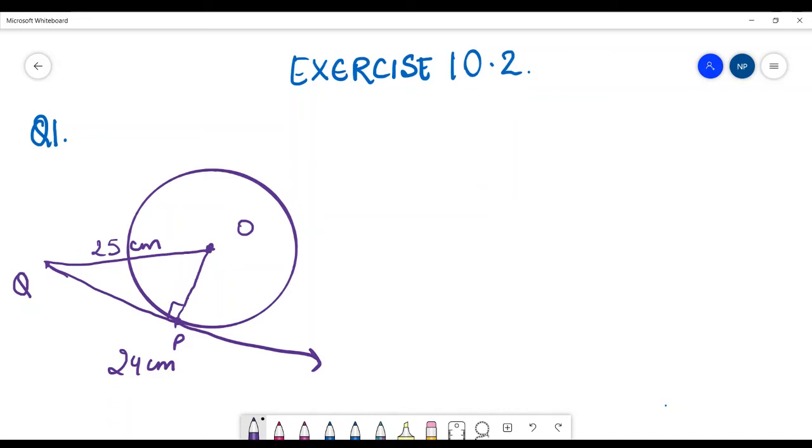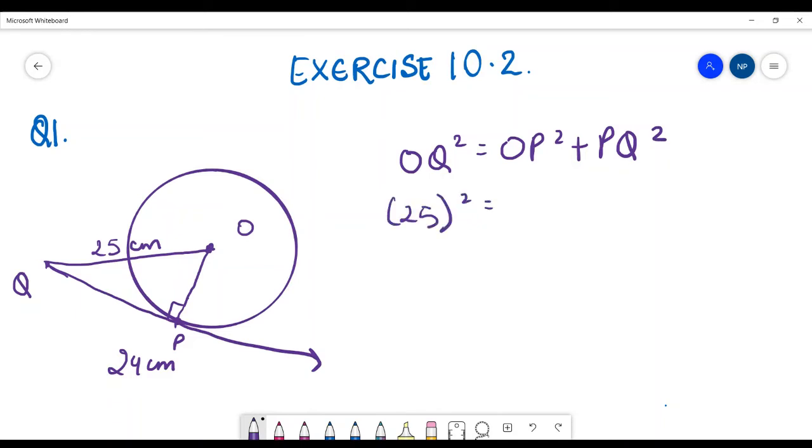So we have the 25 centimeter. If this is 90 degree, this is the hypotenuse, this is the base, and this is the side that we have to find. So from the figure, by using hypotenuse theorem, we're going to write OQ square is equals to OP square plus PQ square. OQ square is 25 square is equals to OP square, we don't know, PQ square is 24 square.